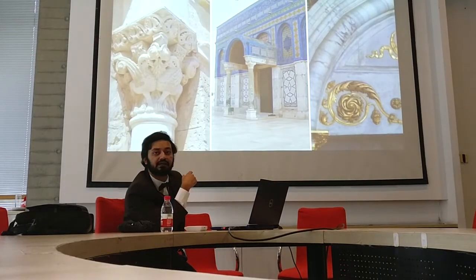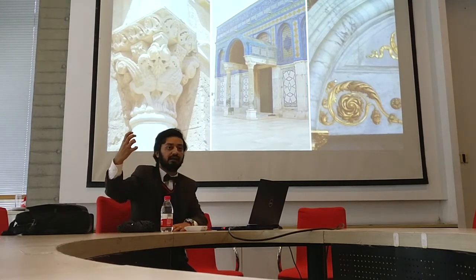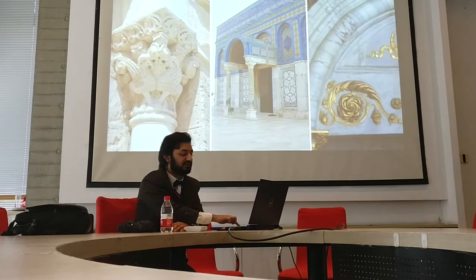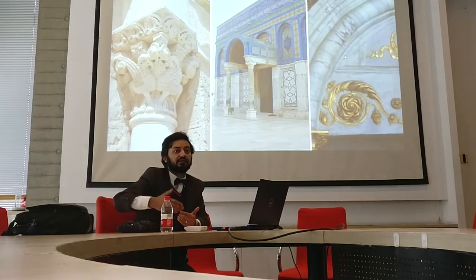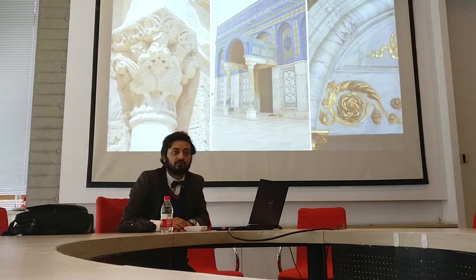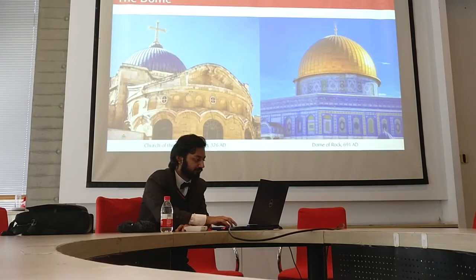And here are the different elements which were used from the existing churches. This is one of the columns on the outside of the Dome of the Rock. And these are parts which were literally taken from other churches. They would destroy the church and bring those materials there. You don't see any of these elements now, because Islamic architecture didn't stay the same. They developed their own column styles, their own patterns, their own arches. But this is where it all started.